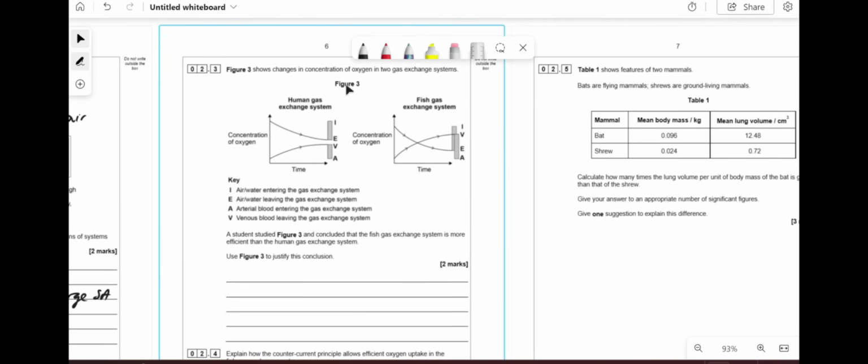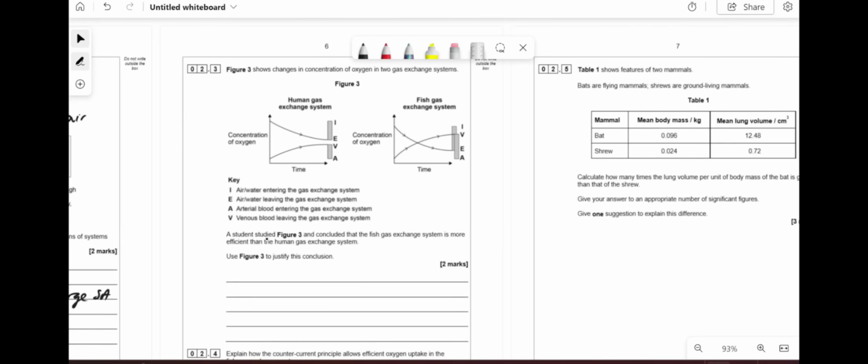Figure 3 shows changes in concentration of oxygen in two gas exchange systems. So you've got the human gas exchange system, concentration of oxygen, I, E, V, A, and then the fish gas exchange system, with concentration of oxygen and I, E, V, A as well. I is the air or water entering the gas exchange system. E is the air or water leaving the gas exchange system. A is the arterial blood entering the gas exchange system. And V is the venous blood leaving the gas exchange system.